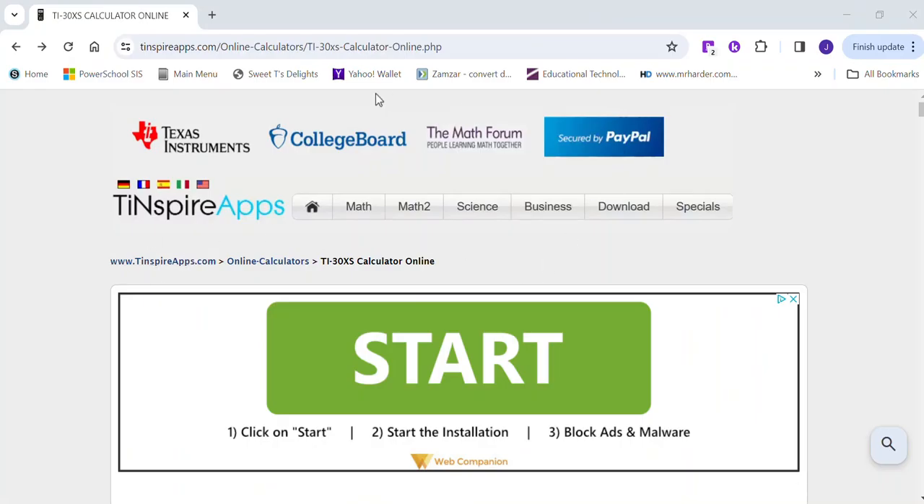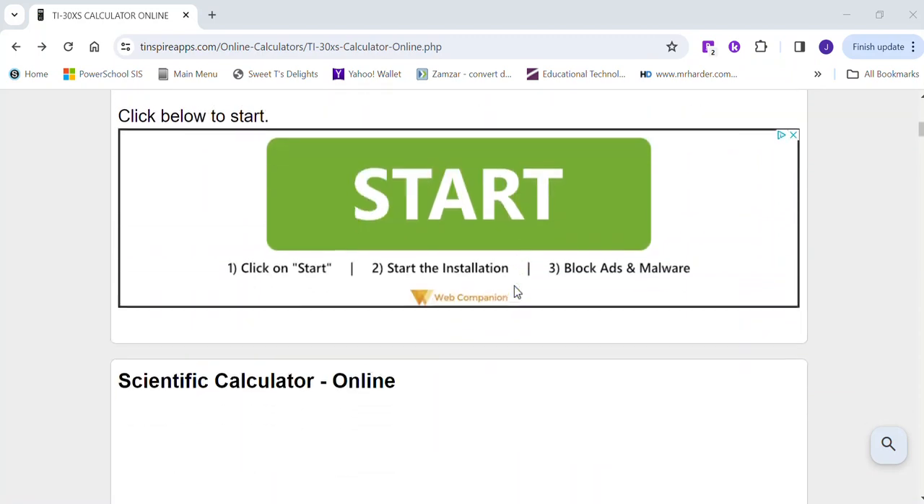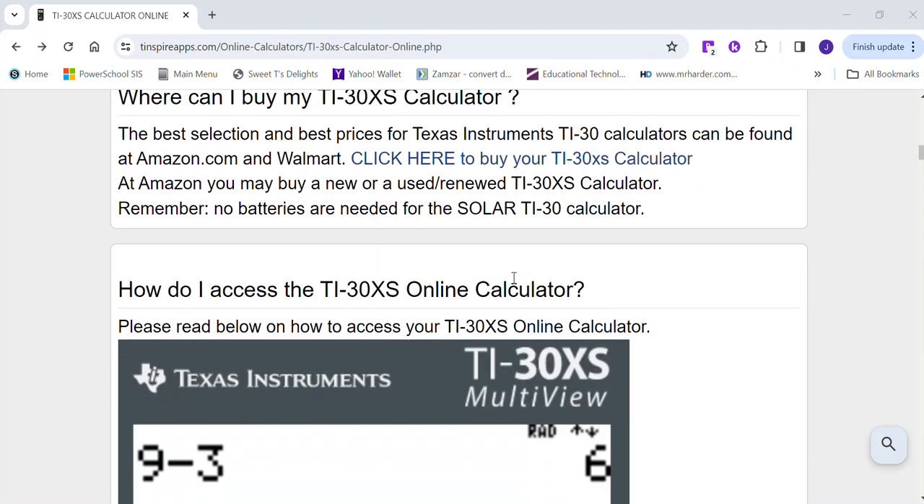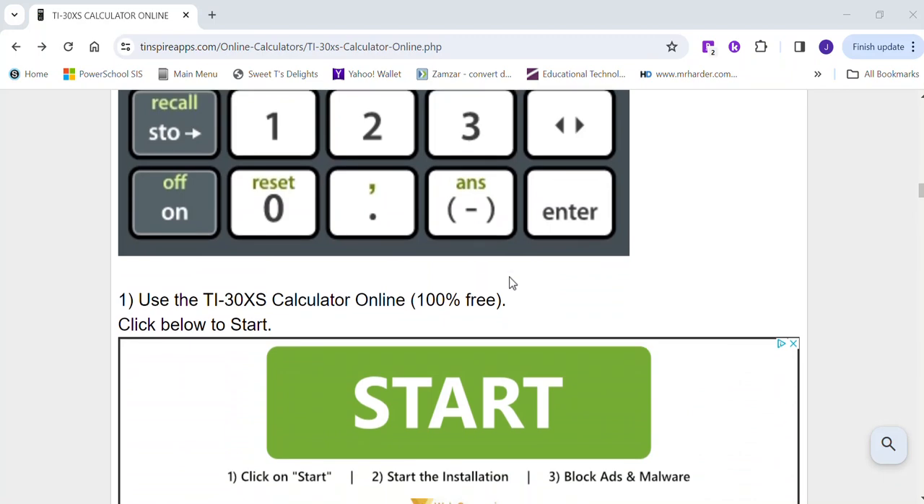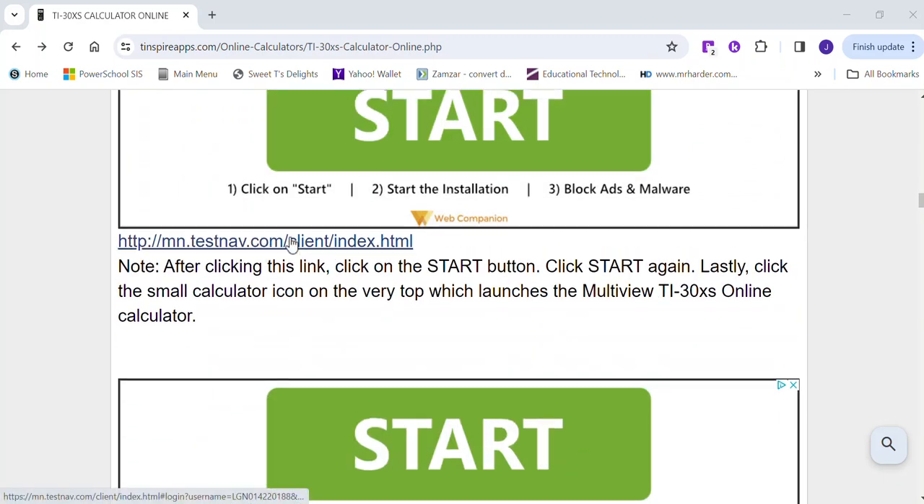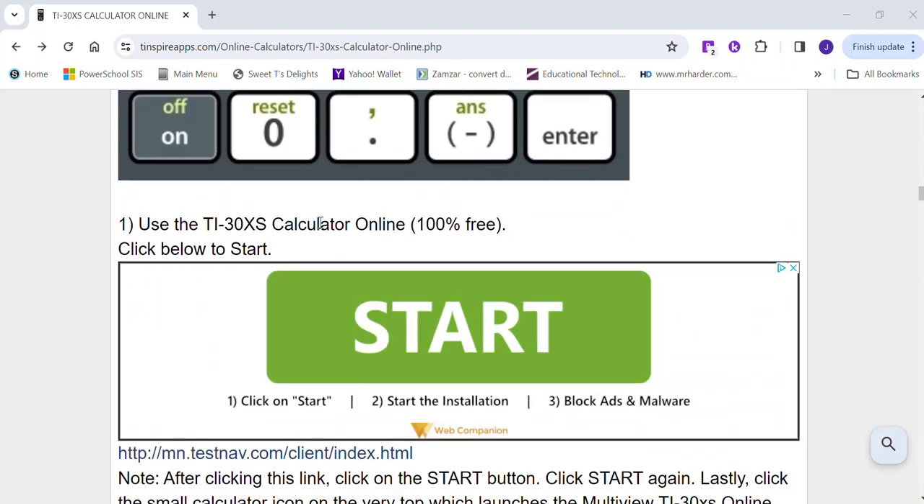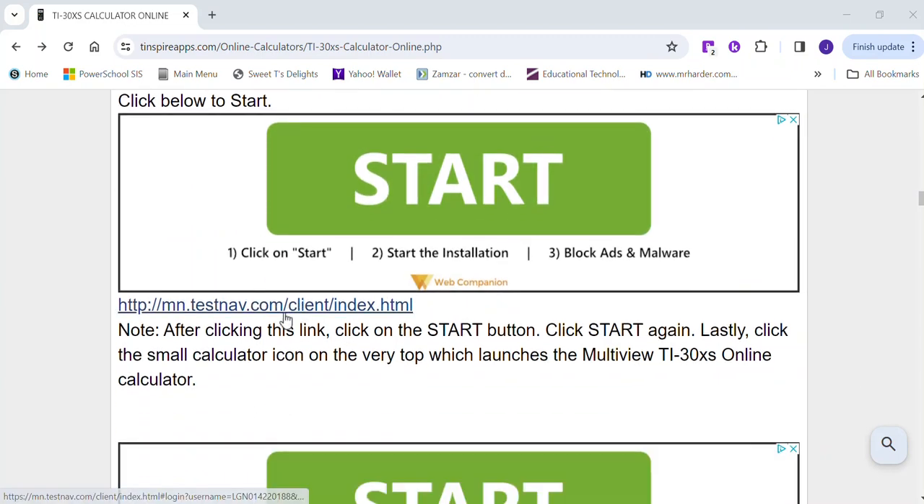Well, I decided just to put the website here. This is the website. Now you may have to copy this down, unless I'm able to send it to your email. But this is the website that you would need to go to, and I'm going to show you how to navigate. What you would do is scroll down until you get here, where it says use the TI-30XS calculator online, 100% free. You would click here for the client index.